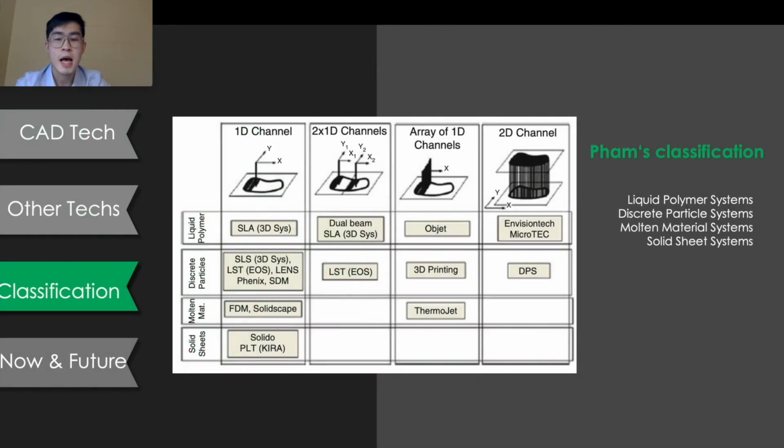An excellent and comprehensive classification method is described by Form, which uses a two-dimensional classification method as shown in this picture. The first dimension relates to the method by which the layers are constructed. In another dimension, Form uses four separate material classifications: liquid polymer, discrete particles, melting material, and solid sheets. Let's talk about each of them some more.